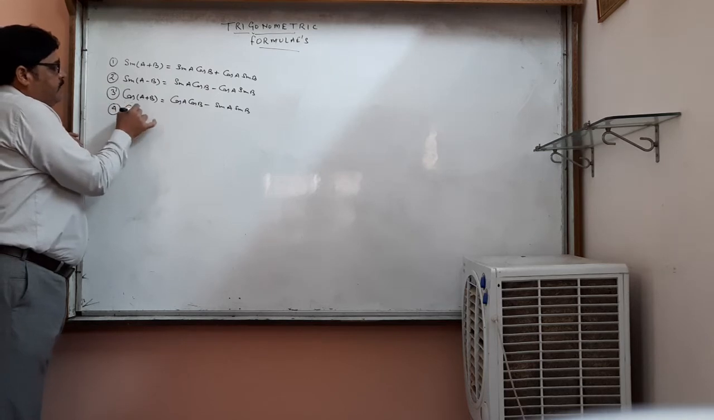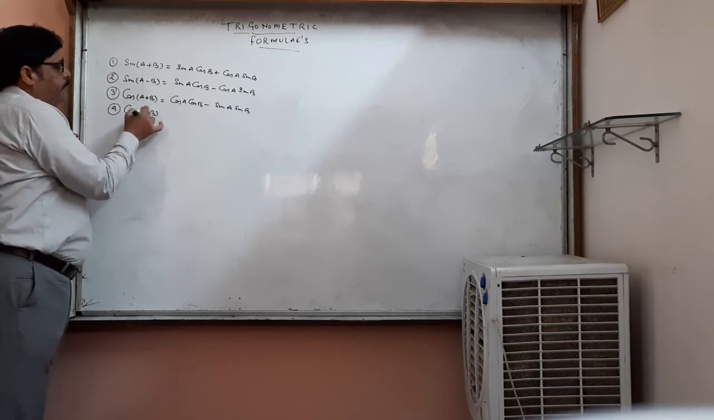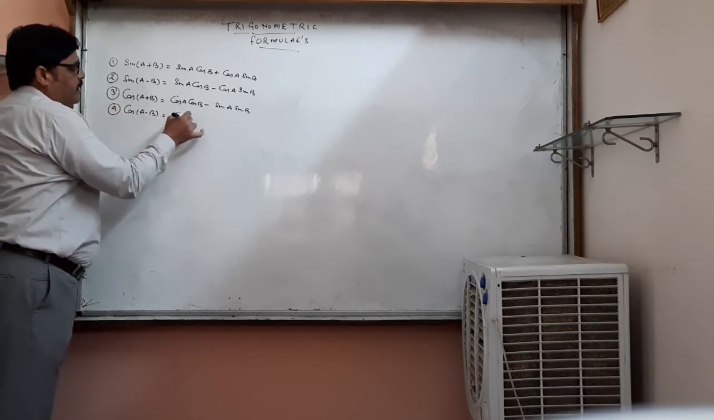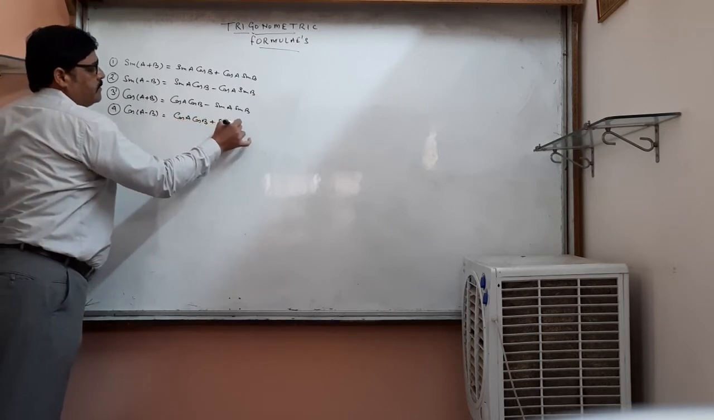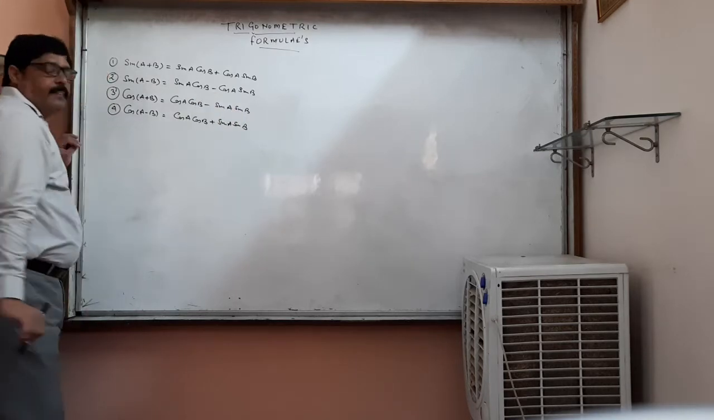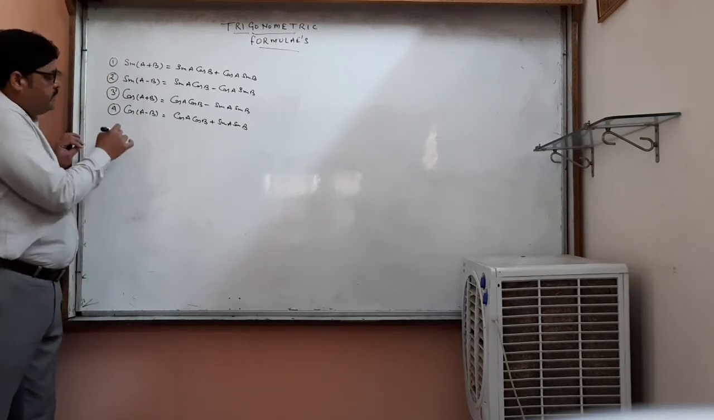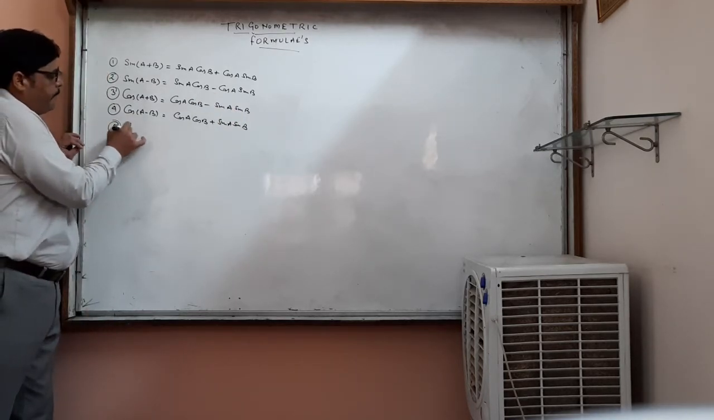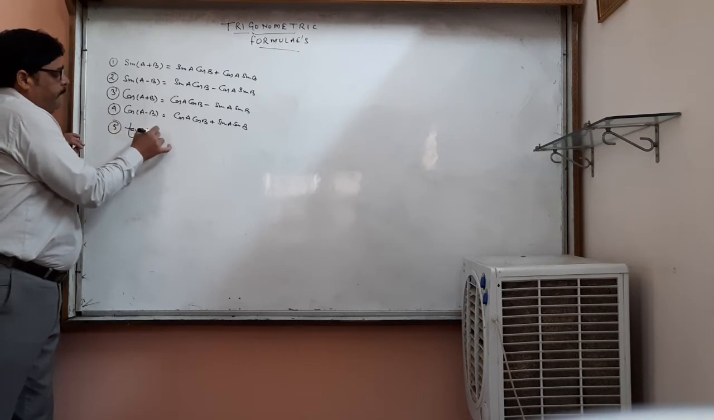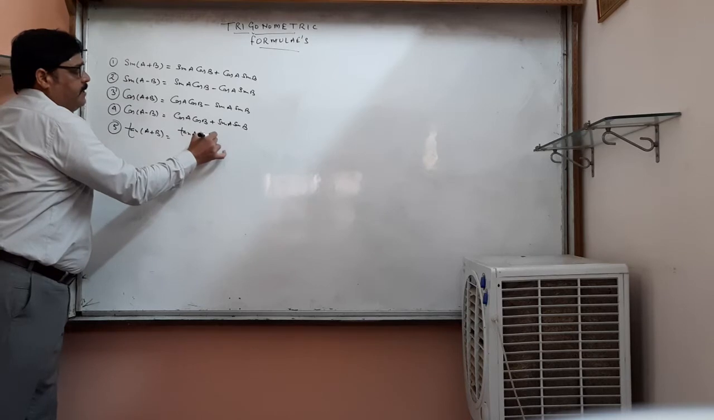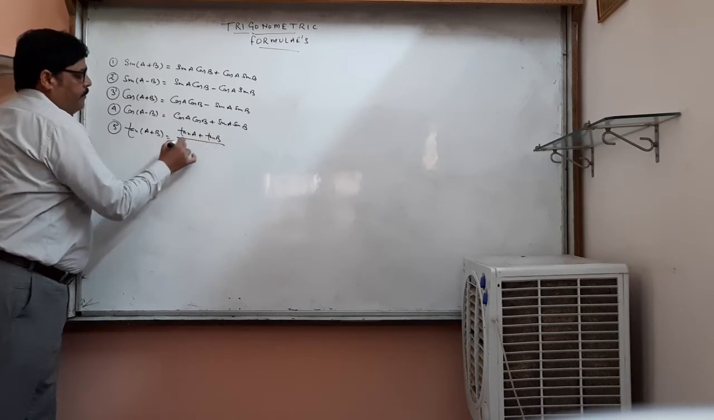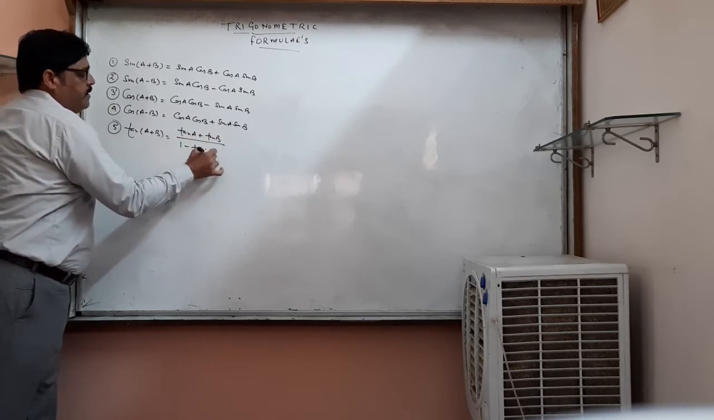Cos A minus B is cos A cos B plus sin A sin B. Tangent A plus B is tangent A plus tangent B upon 1 minus tan A tan B.